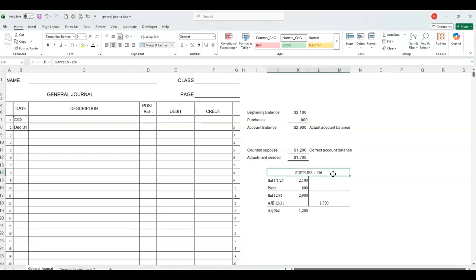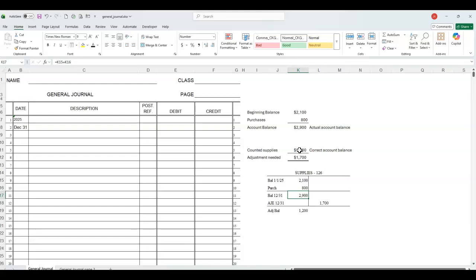Here's the supplies account, account number 126. I just put the 126 there because it doesn't really matter, but it starts with a 1. Our beginning balance is $2,100. We purchased during the year $800 worth of supplies. So our account balance now is $2,900. Debit balance, of course, is an asset.